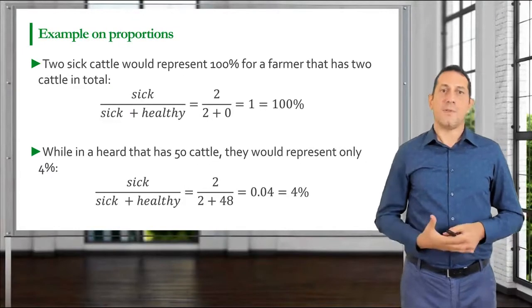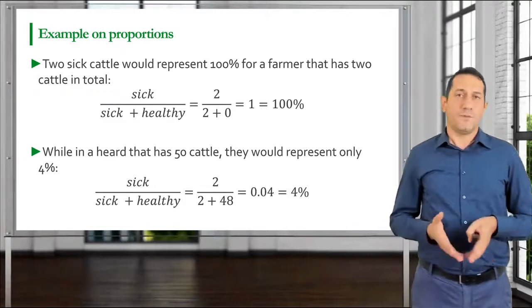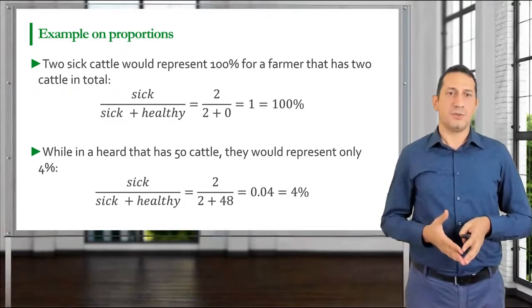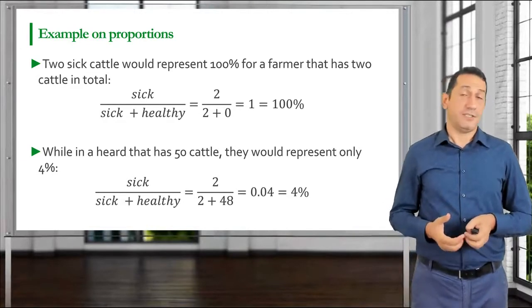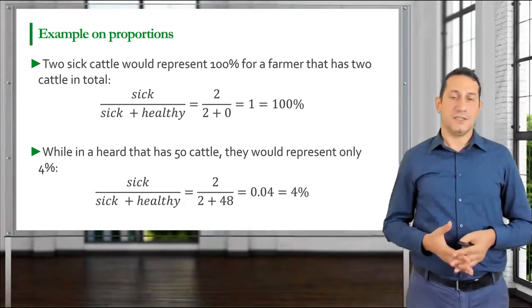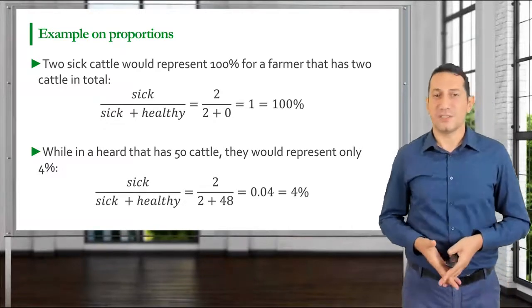Let's take an example of a proportion. For a farmer who has 2 sick cattle, and in total he has only 2 cattle, the sickness would affect 100% of the cattle.